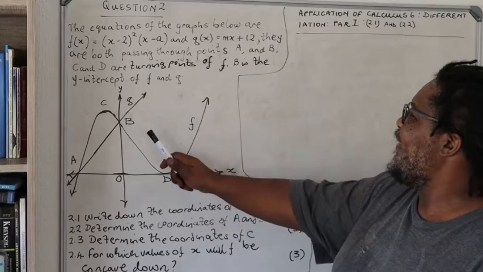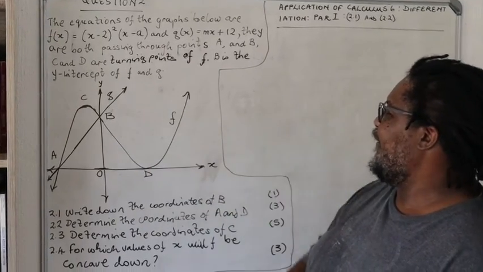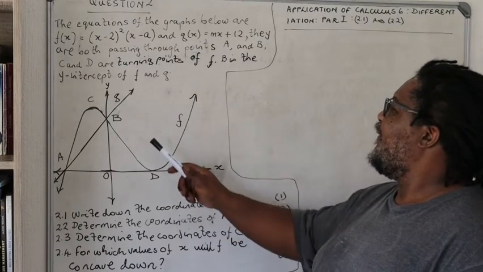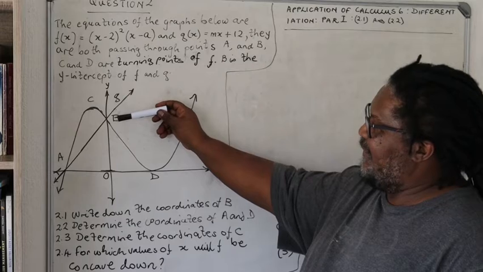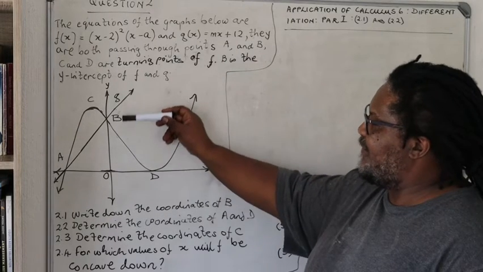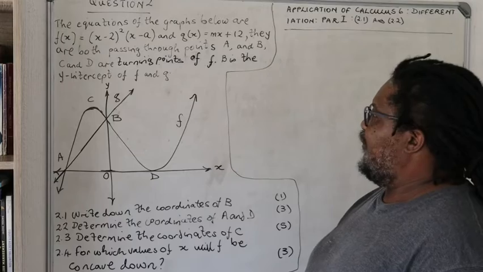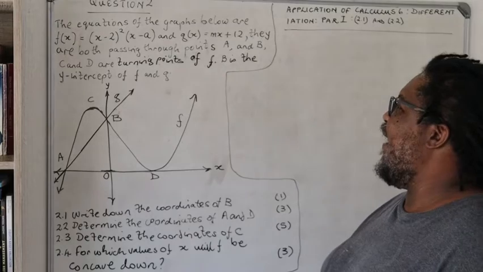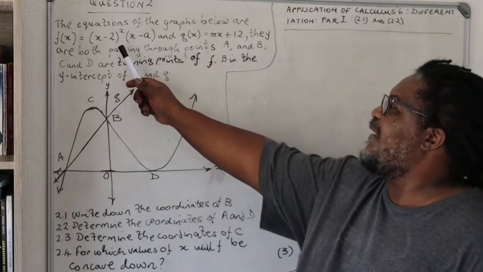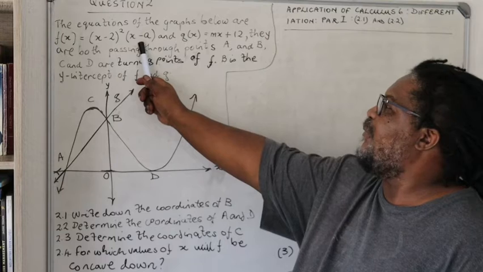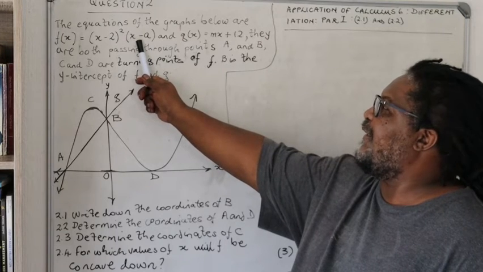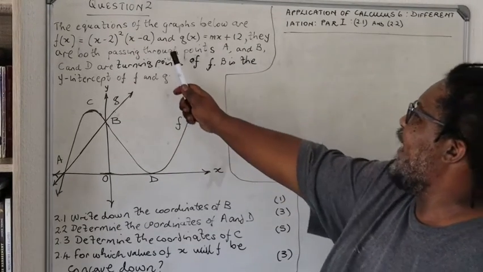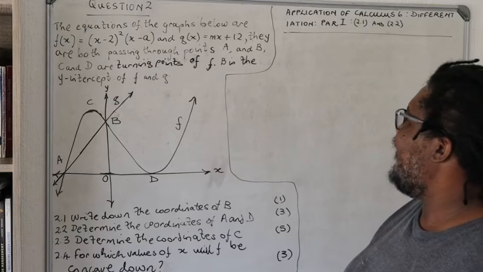B is the y-intercept of f and g. So in other words, both f and g are passing through B, and at B, it's on the y-axis. That means x is equal to 0 there. So what you have to realize is that f(x) is actually a cubic function. If you expand this binomial expression and multiply it by this monomial expression, you get a cubic function. And a is an unknown which is to be determined.